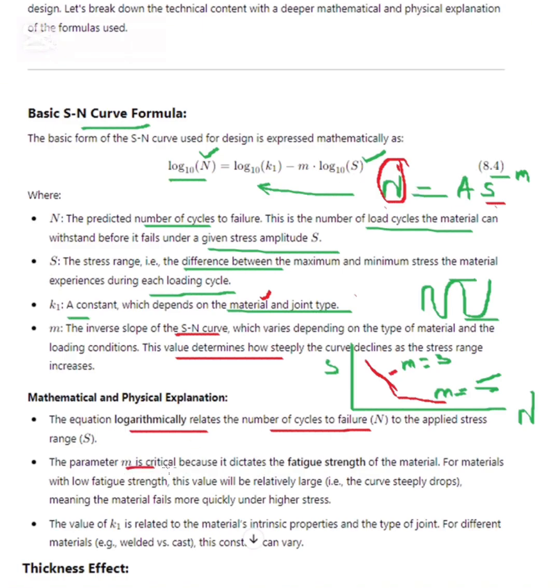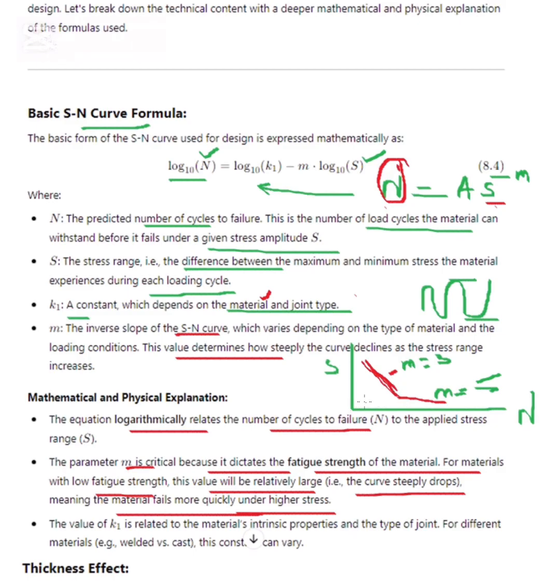The parameter m is critical because it dictates the fatigue strength of the material. For materials with low fatigue strength, this value will be relatively large. The curve steeply drops, meaning the material fails more quickly under high stress. If the stress is increasing, the number of cycles to failure also gets reduced.